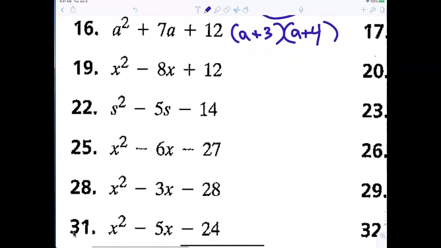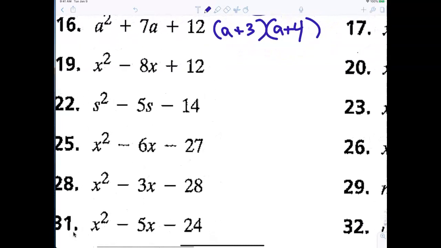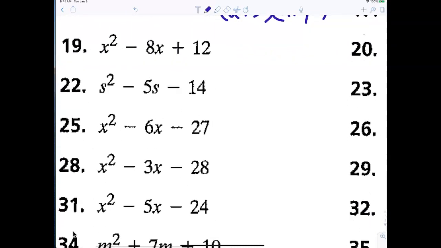Here we go. Number 19. Diesel. So you put x and plus x. Factors of 12 that make 8. 4 and 2. Multiply that together. What do you get? 8. Yes, but I'm interested in multiplying to get 12. 4 and 3. But does that make 8?